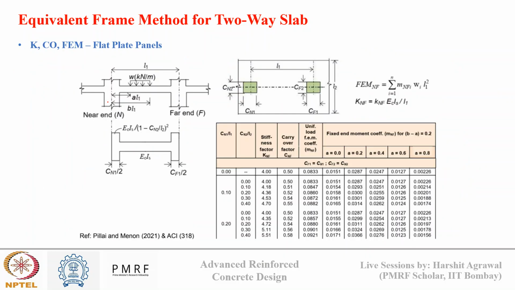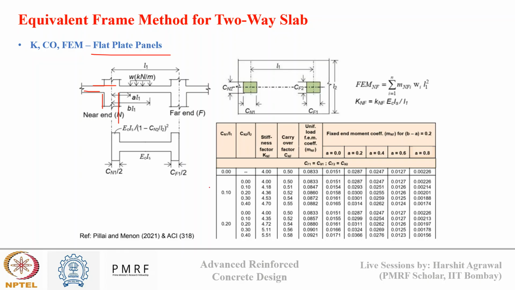Now, to find equivalent parameters, Hardy Cross method has given standard charts and tables which are there in the ACI code. So here one such example is for the flat plate system. So you can see there is a slab directly supported on the column. So for such a system, we have this table that is given in the code.